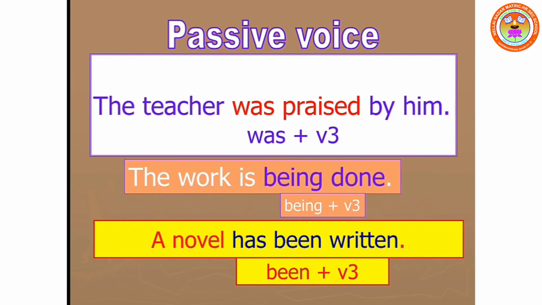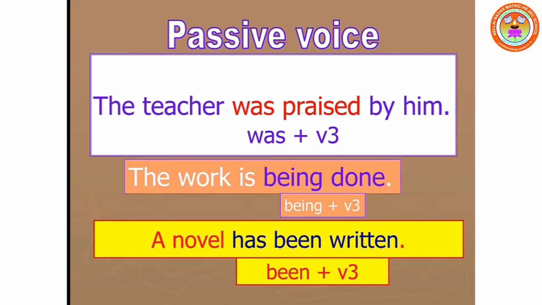Let us see some examples. Number 1. The teacher was praised by him. Second one, the work is being done. Third one, a novel has been written. In first sentence, we have was plus verb 3. In second sentence, we have being plus verb 3. In third sentence, been plus verb 3. So, these sentences are in passive voice.